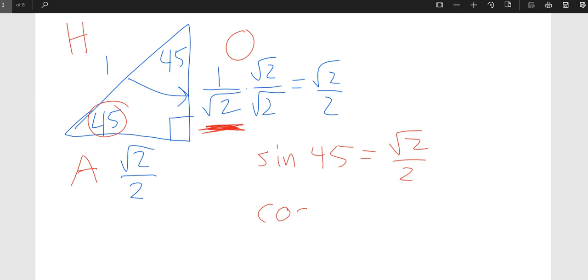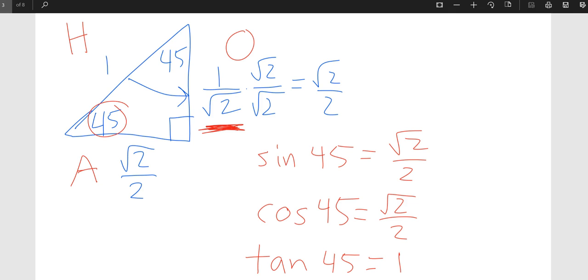What about the cosine? Come on, adjacent over hypotenuse. Same exact thing, right? What about the tangent of 45? Opposite over adjacent. 1. Anytime you divide by the same thing, you get 1.